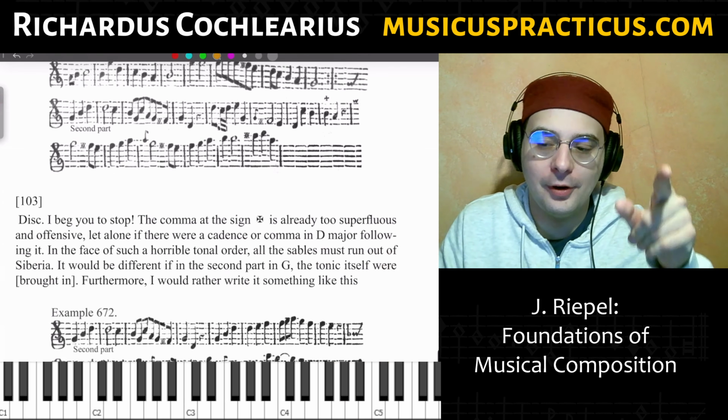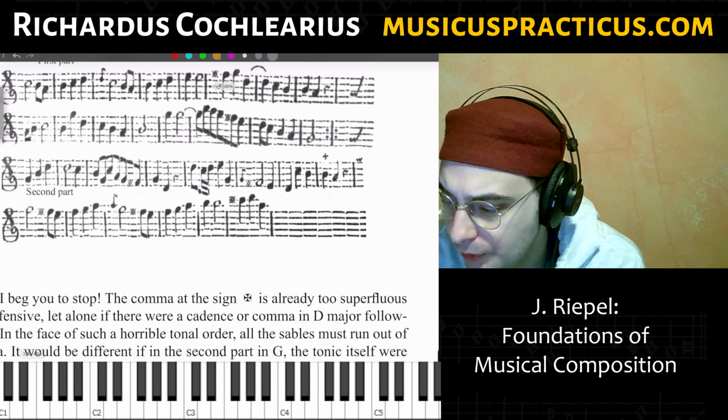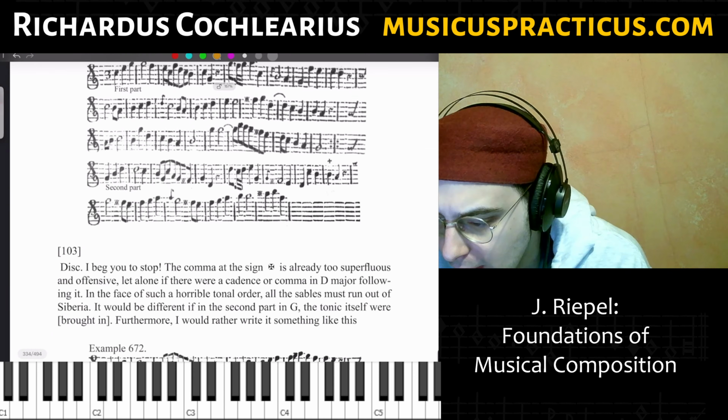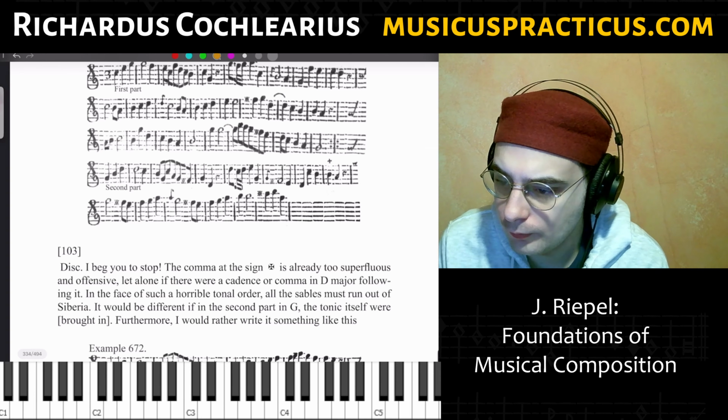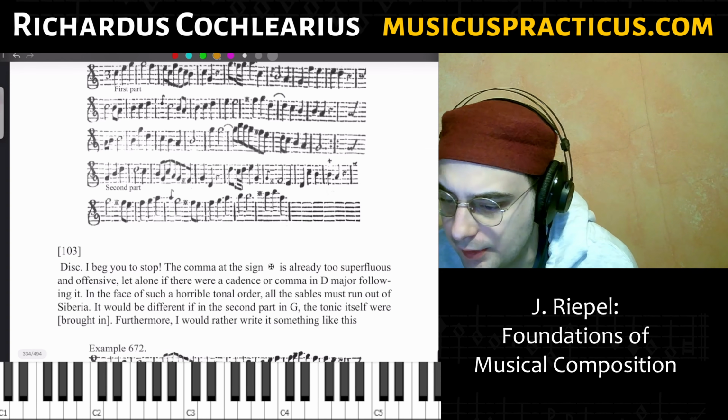I beg you to stop. The comma at the cross here is already too superfluous and offensive. Yet, let alone if there were a cadence or comma in the major following. Too offensive, he says.